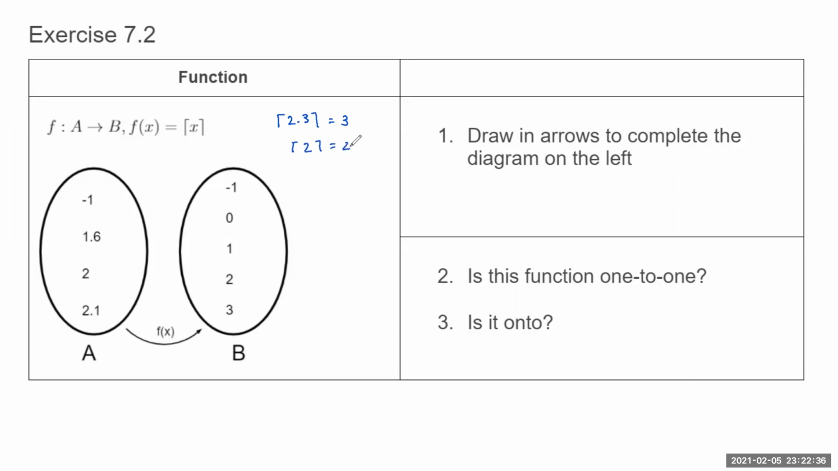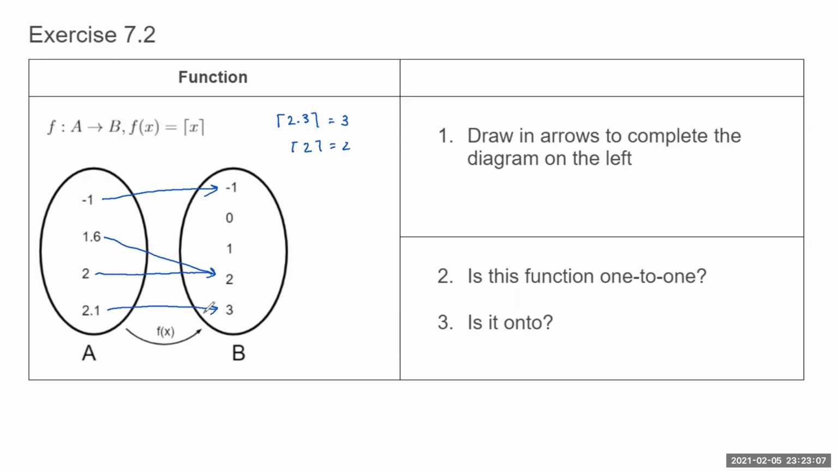And so if we look at our domain here, we have -1, and since it's already an integer, it'll just map to itself with the ceiling function. Then 1.6. If we round it up with the ceiling function, it will go to 2. So 1.6 maps to 2. And then 2 will map to itself, kind of like -1. And then 2.1, it will go up and it will map to 3 here. So here is our diagram.